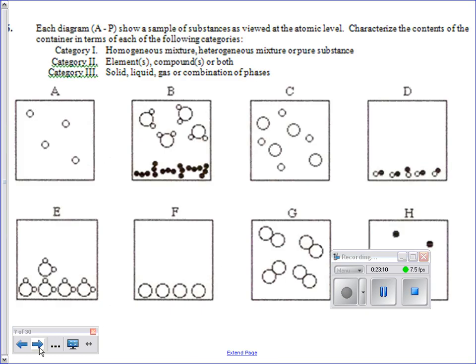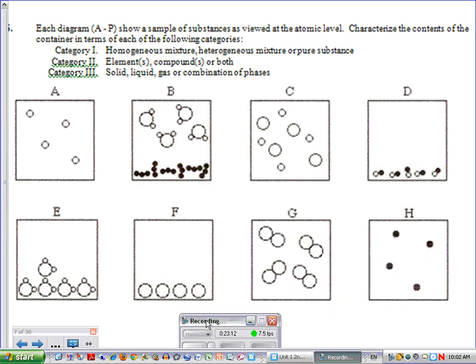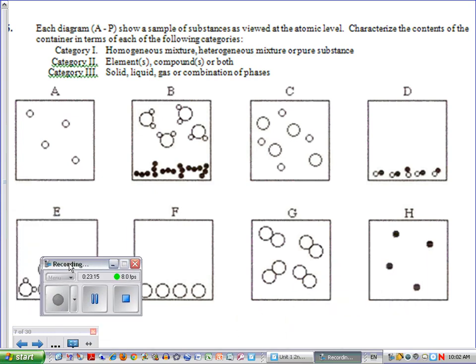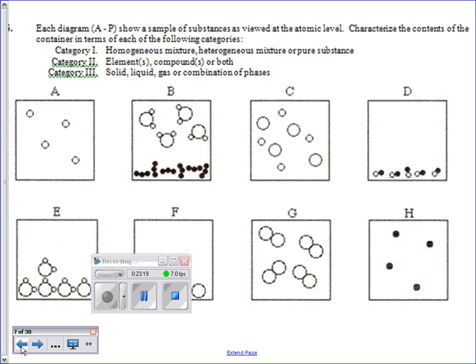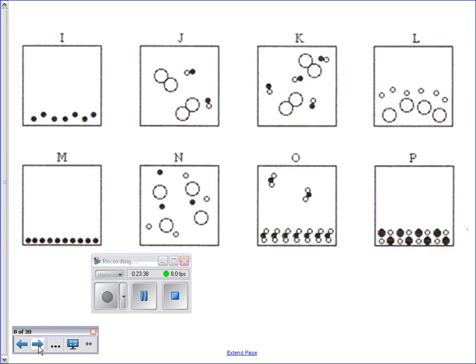What I want you to do, y'all recognize these? Tonight, as part of your homework, I want you to go over this page and the next page and look through them, classify them, and if you have any questions, first thing tomorrow, ask me. I want you to determine if it's a mixture or a pure substance, category 1, category 2, elements or compounds, or could be both, and tell me what category 3 is, solid, liquid, gas, or combination. Being able to do things like this kind of covers the whole gamut of classification of matter and physical and chemical stuff, all right?